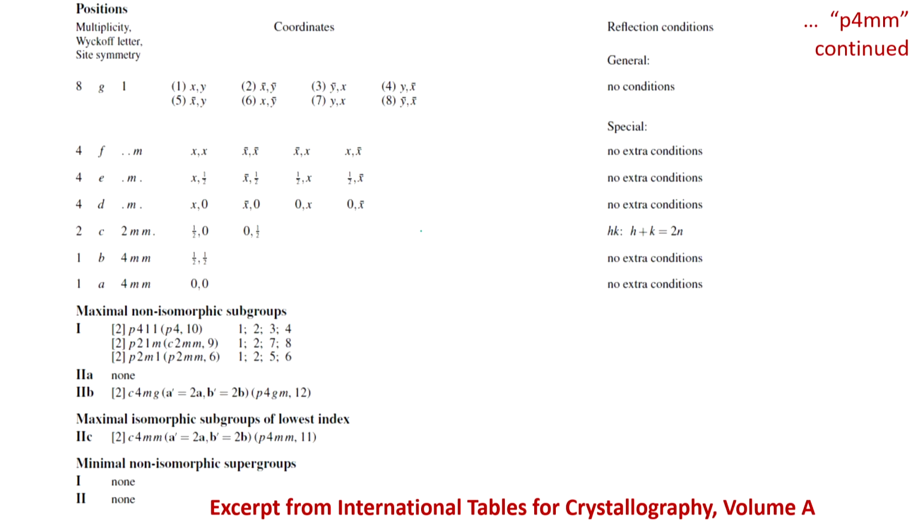Coming to this one, now there is a much bigger table of positions. This has multiplicity of 1 when it is sitting on a 4mm site symmetry, it has multiplicity of 2 sitting on a 2mm point symmetry, and here it is sitting with 3 more special positions which have multiplicity of 4, and this one is the 8th one, which is the general position. The rest are all special positions, and I think it is fairly simple and you can work it out yourself. This is kind of an assignment for you to work this table out.